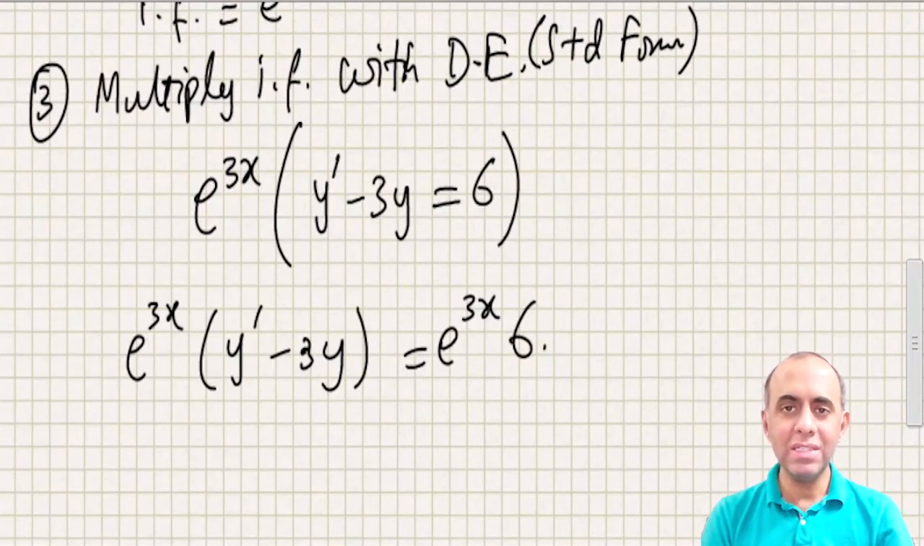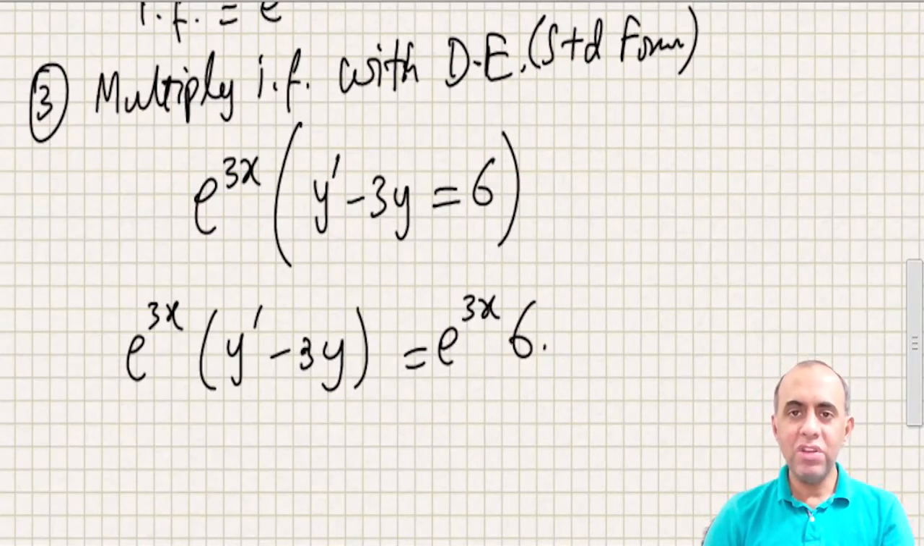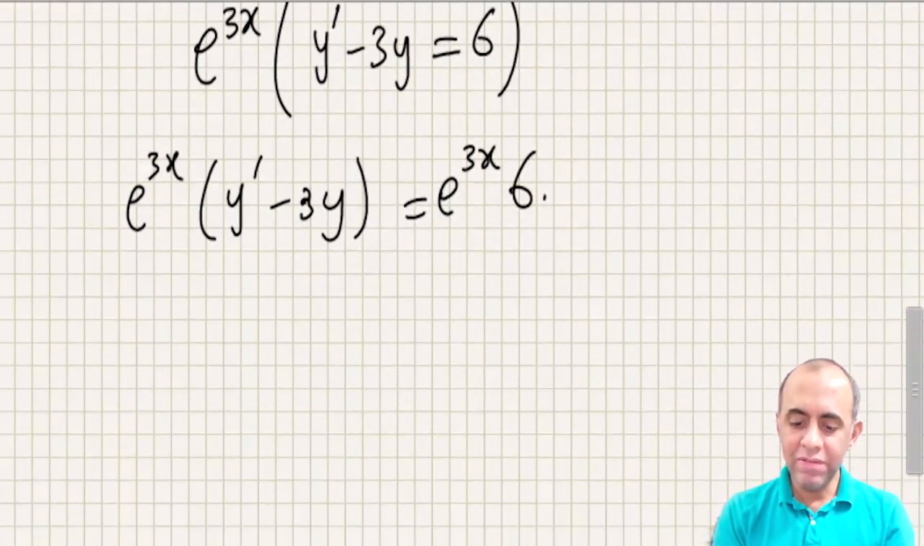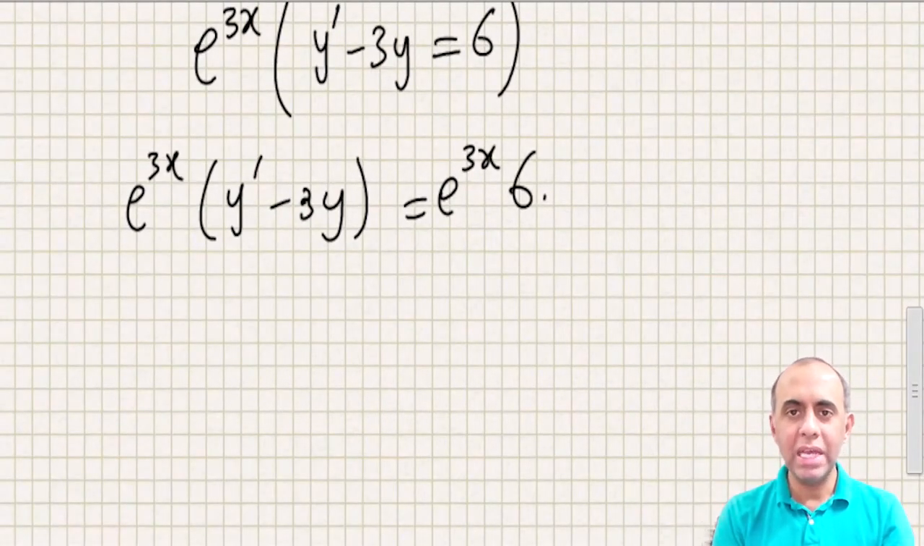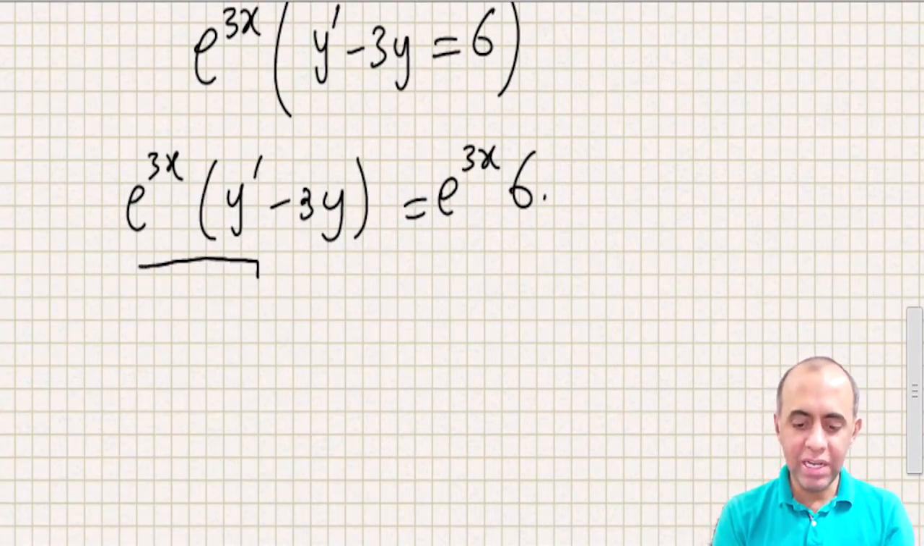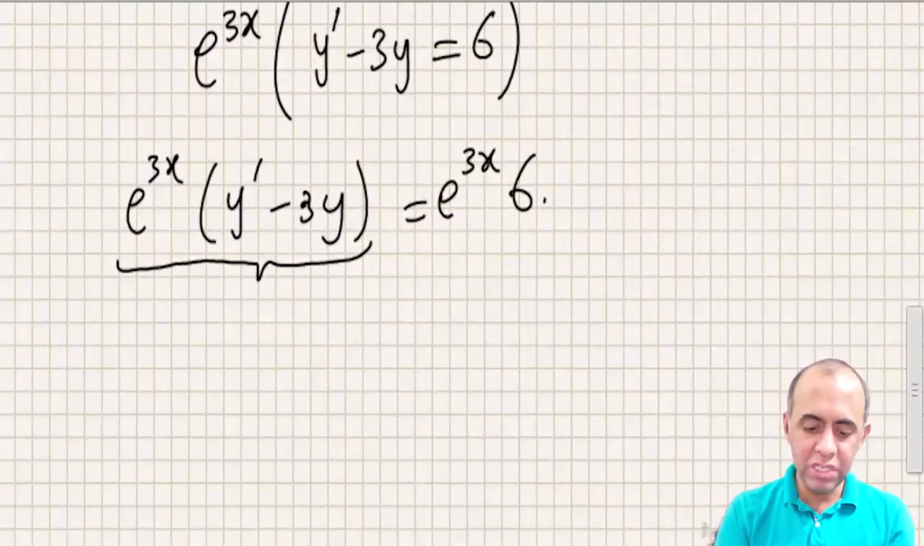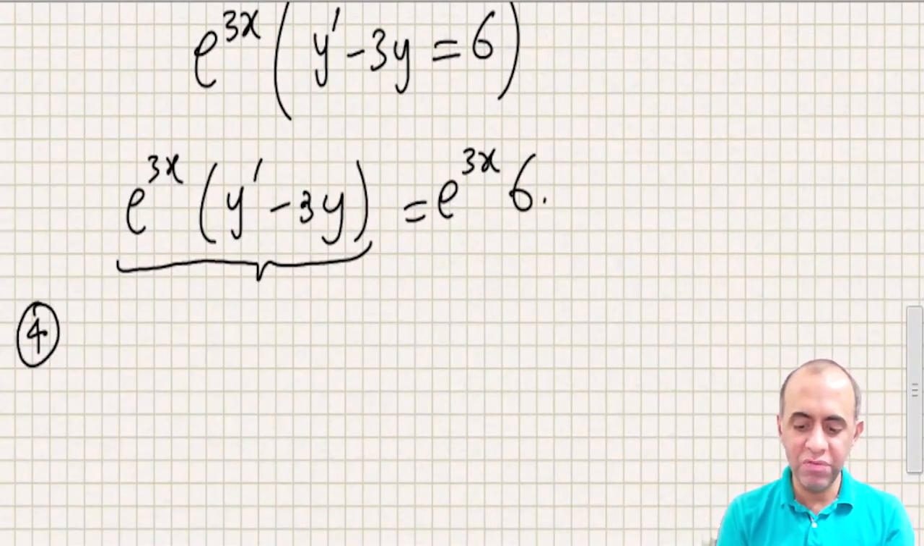Now the good news is that since we have proven the next step, we don't need to prove it again. We simply understand that since this is already proven, on the left hand side, all we need to do is rewrite the left hand side based on a standard procedure, which is step number 4.